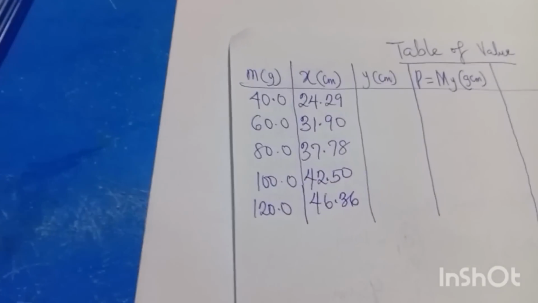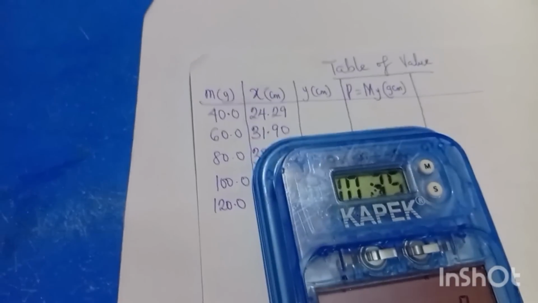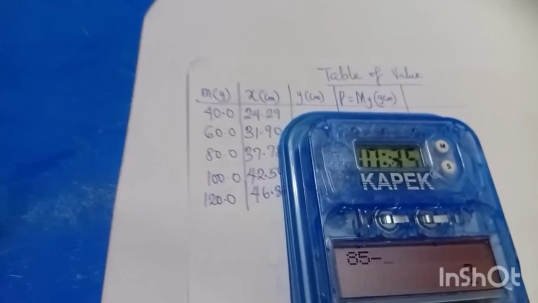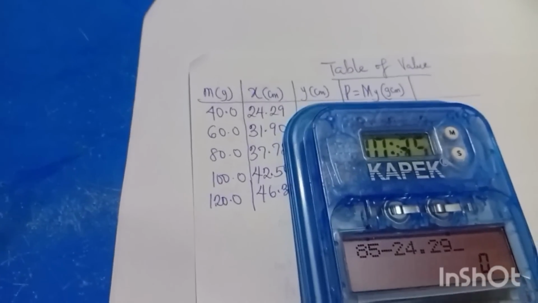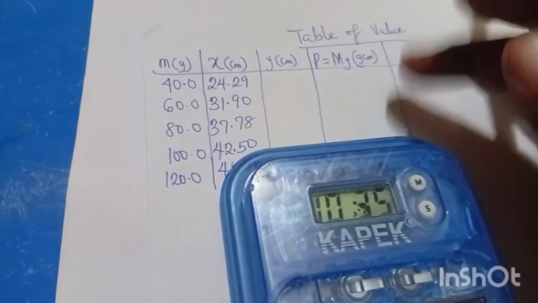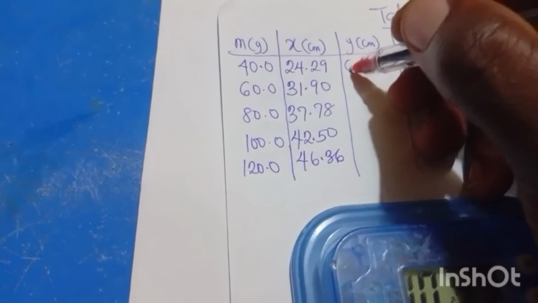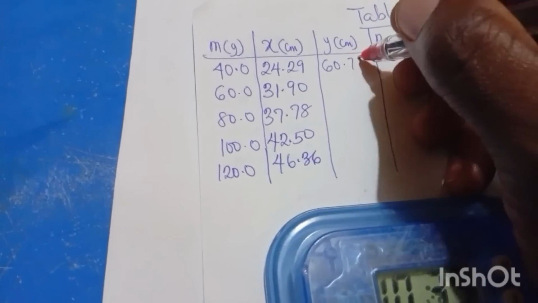Like I told you, to get your y, there won't be any problem since you have known that the whole journey x plus y must give you 85. So let's do it together. My calculator is here. So 85 minus 24.29 gives me 60.71. That's what I got there.